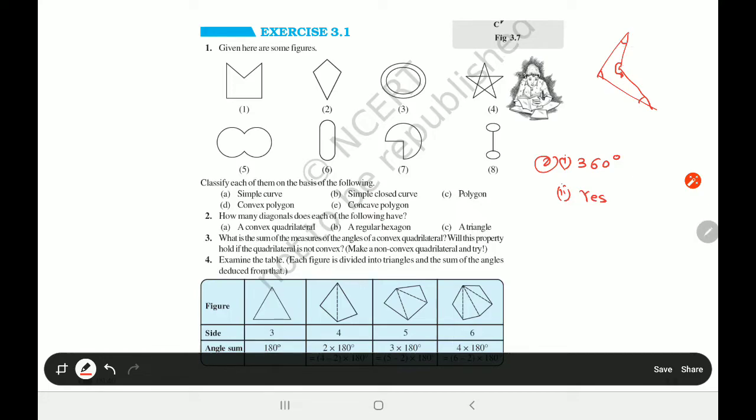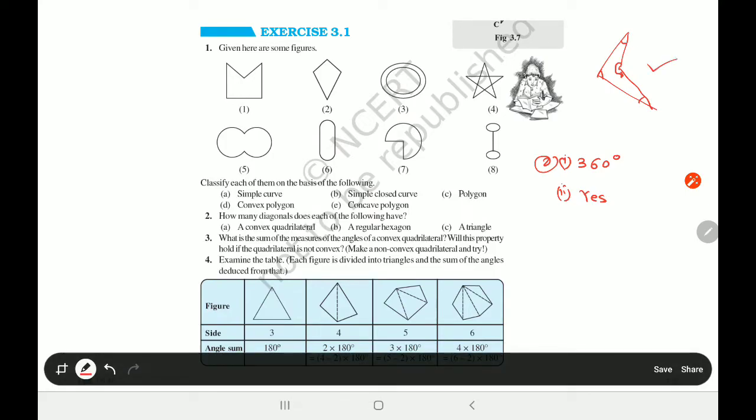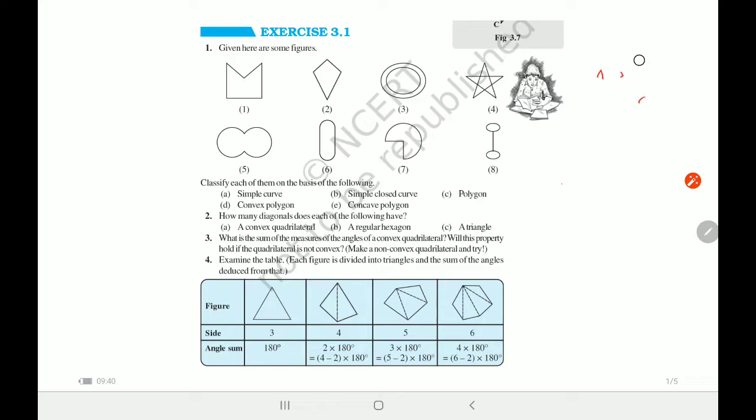What is expected? You can draw the quadrilateral like this, measure all its angles with your protractor, and add them. Okay, so that we'll see later on, no problem. So I'll just erase this. Question number 2 is done. Question number 3 is done.